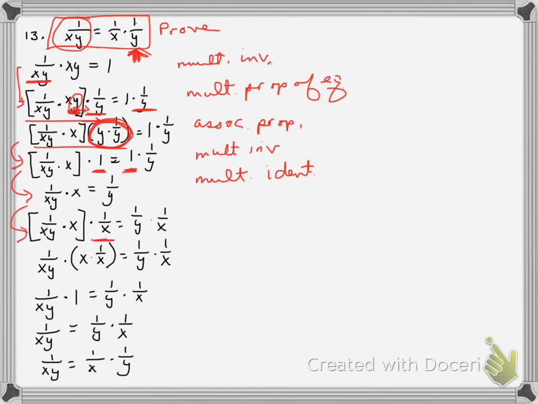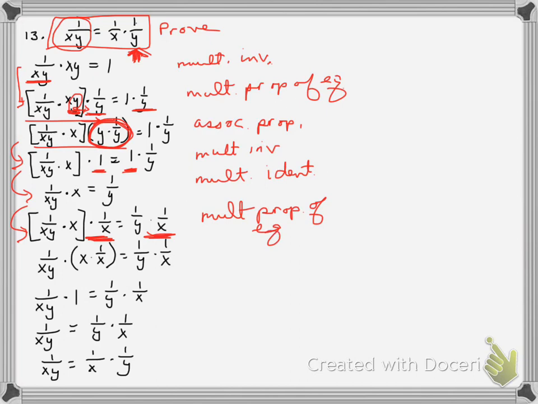And now I go to the next step. I've introduced a new multiplier on both sides of the equation. If I multiply by something on the left side and I multiply by something on the right side, I have not changed my equality, so that is the multiplication property of equality.